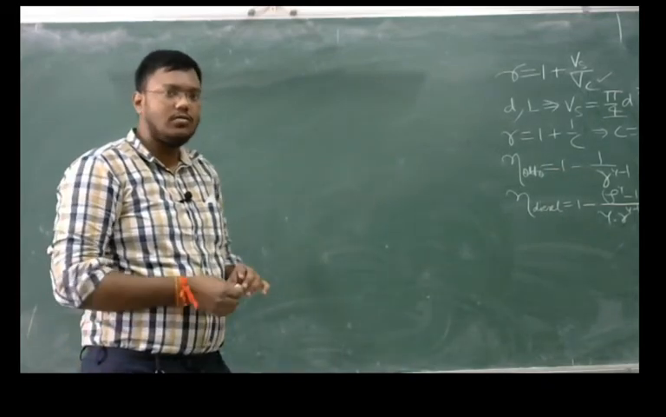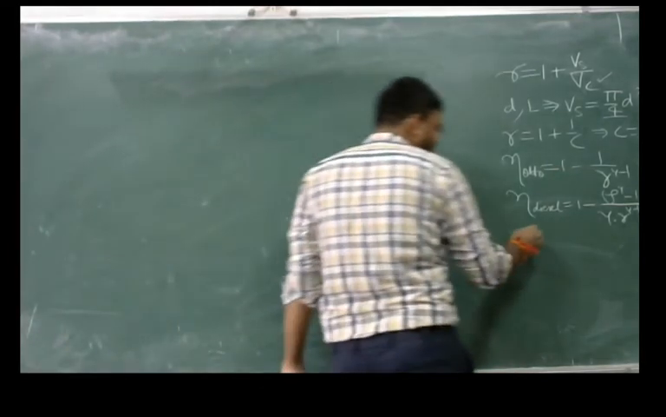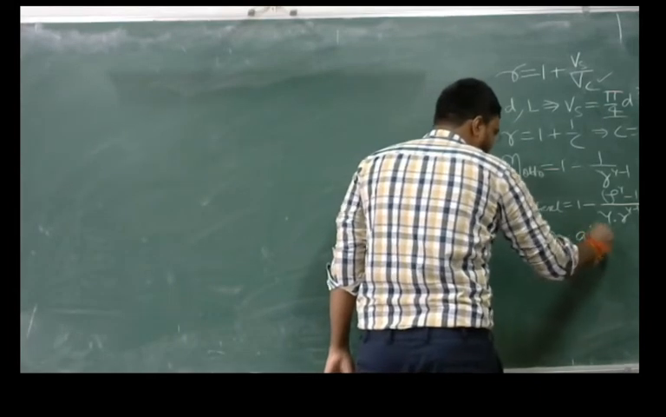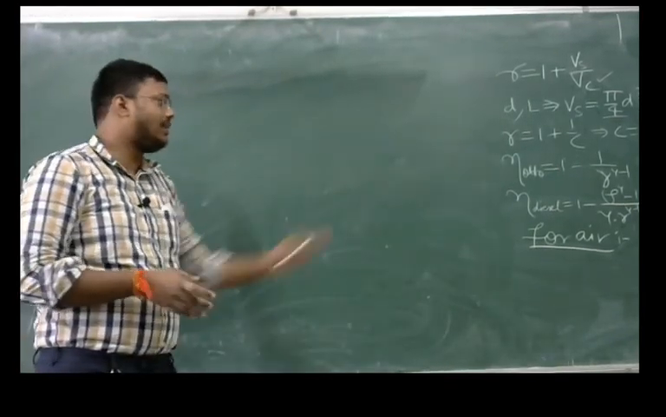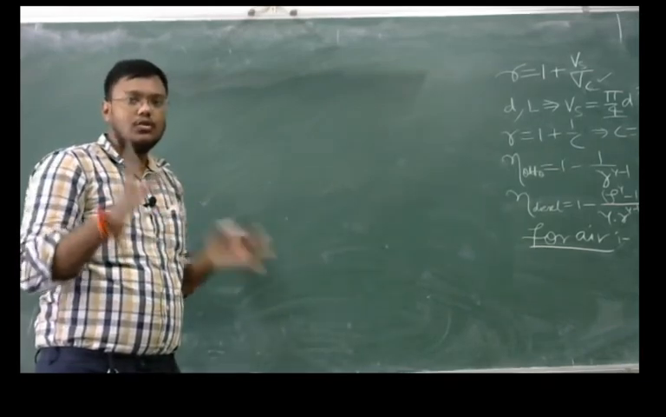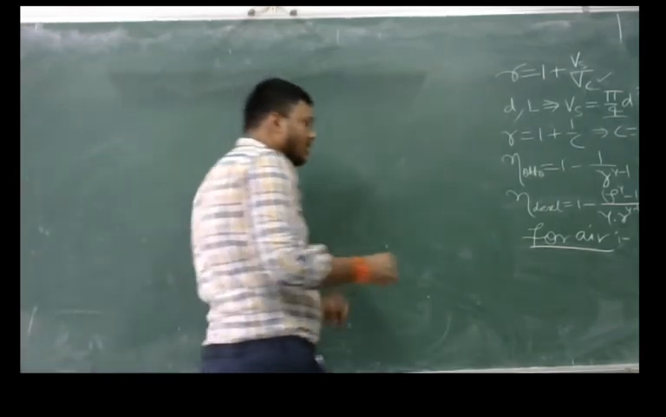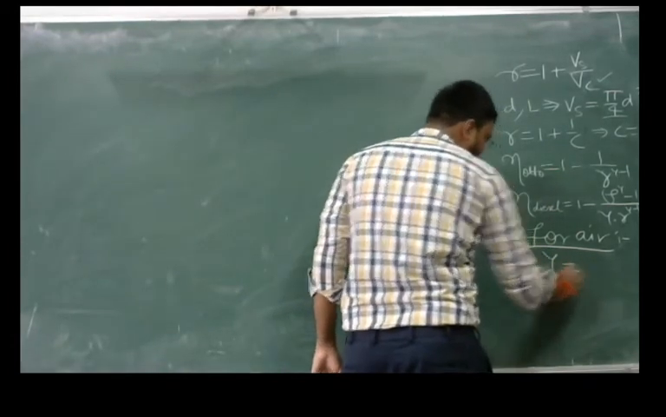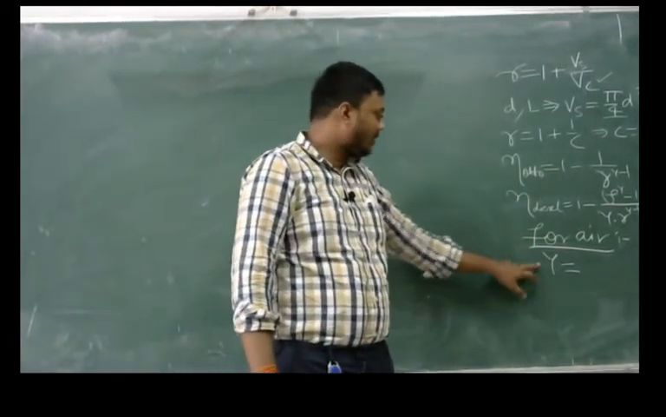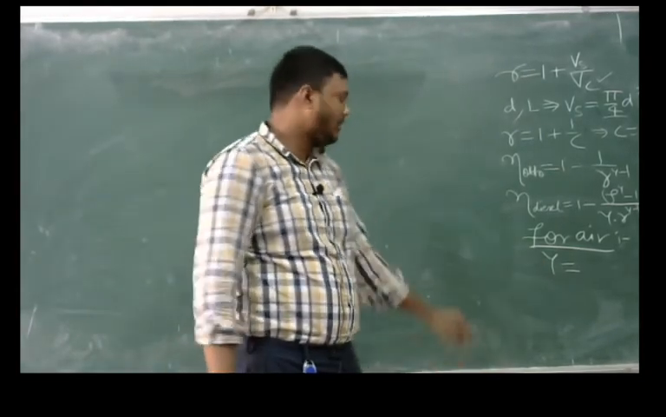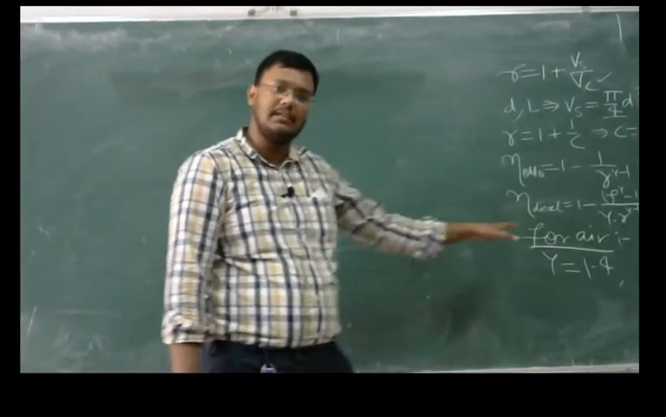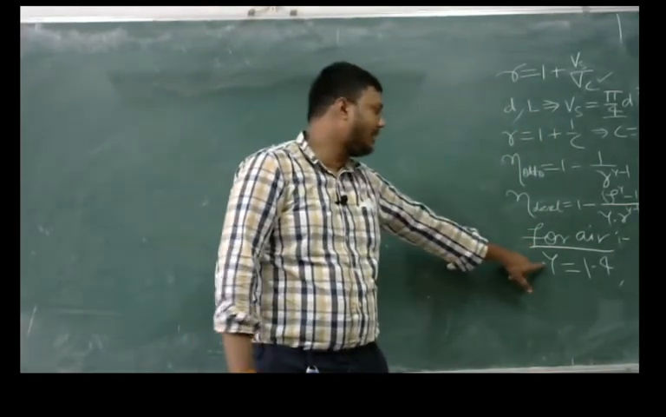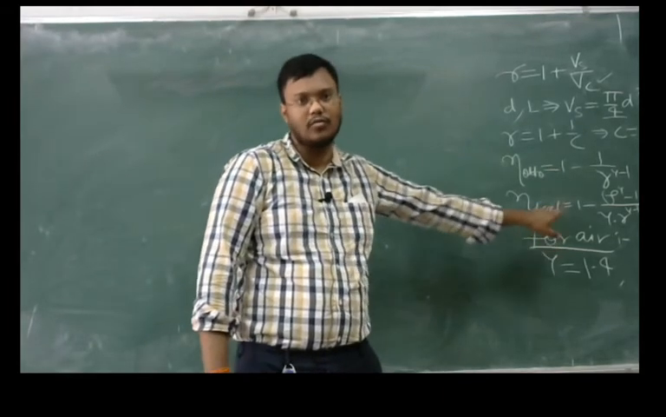There are also some values for air which we need to remember. Sometimes these values are given in the question, and sometimes they are not. In that case, you should remember them. First is the value of gamma, the adiabatic index for air, which is equal to 1.4. If it is not given, you should remember that gamma is equal to 1.4 for air.